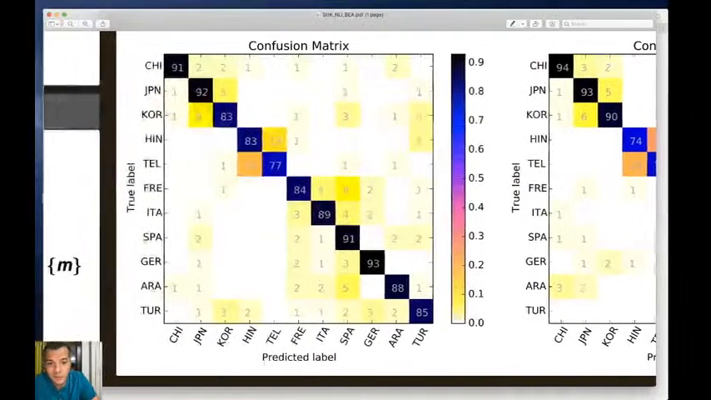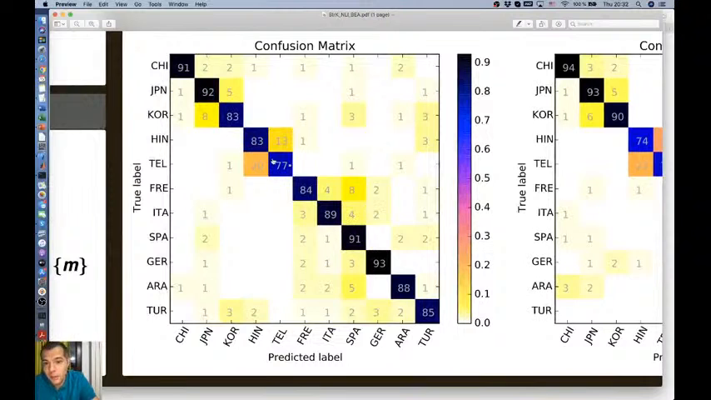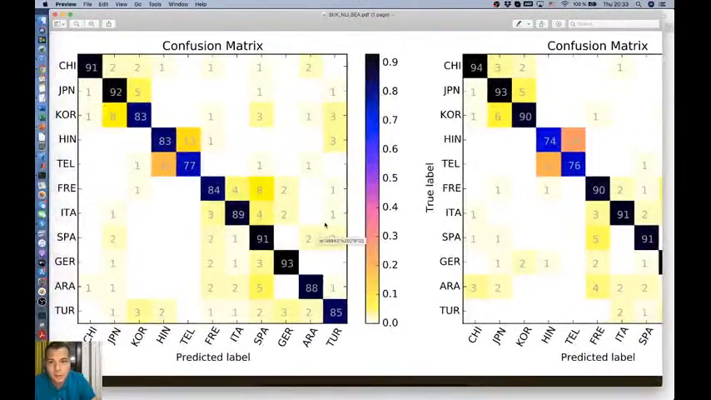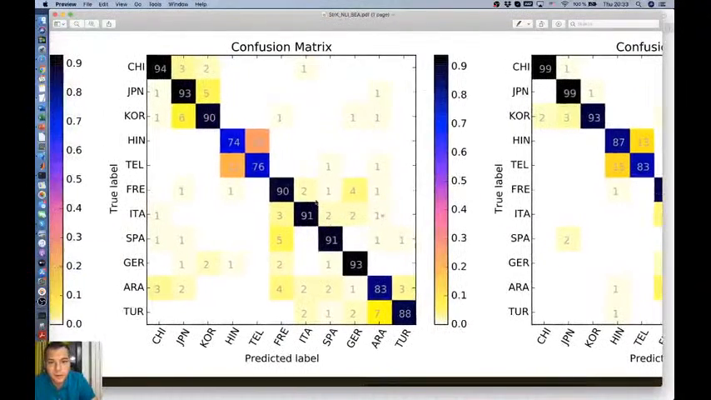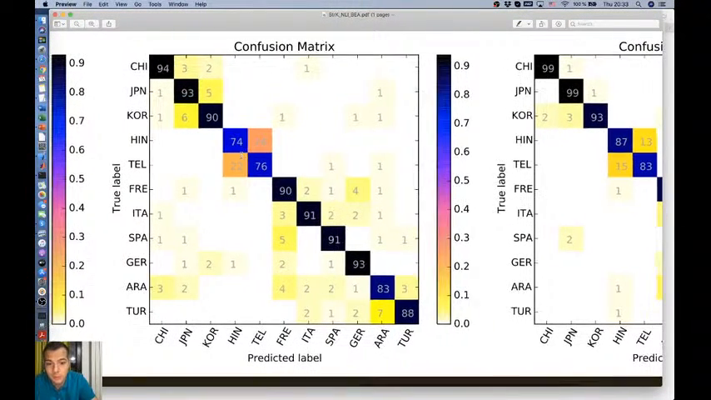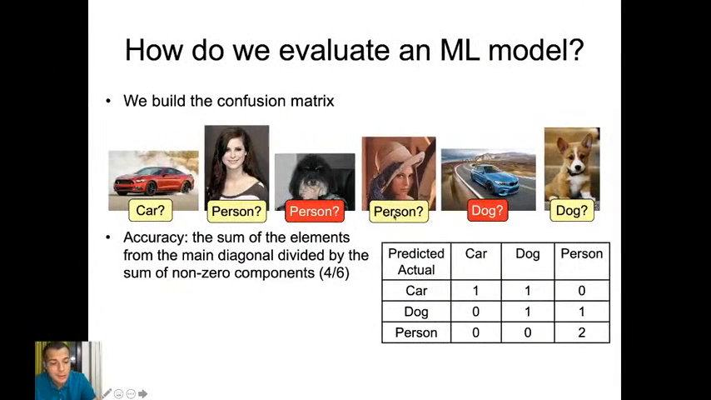So for example, in this case, one idea would be, okay, this doesn't work so well, perhaps we need more examples from Hindi and Telugu to improve the model. Otherwise it works very well, but here we have a lot of confusion. Let's collect more samples. Here I think we evaluated different models, and this one has even more confusion in this case.